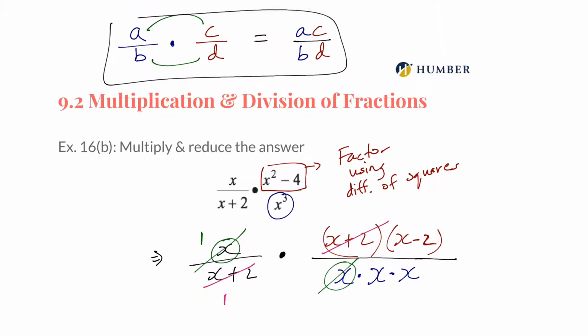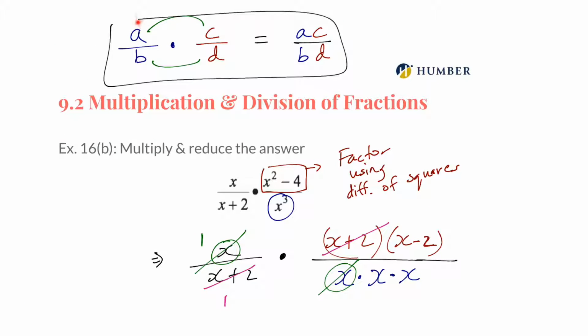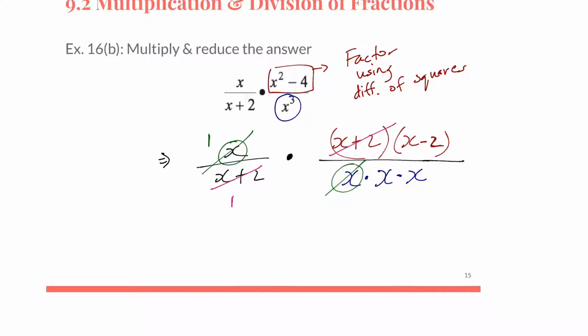And now we can apply this rule. Once you've reduced as much as you can, apply that rule. To get the final answer, multiply the numerators together. So 1 multiplied by x minus 2 gives you an x minus 2. And over here we have 1 times the x times x. So x squared. And that'll be the answer in lowest terms.